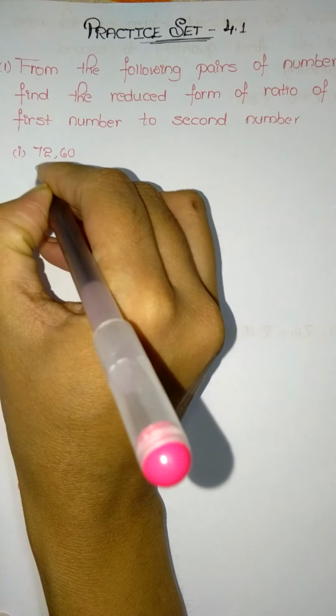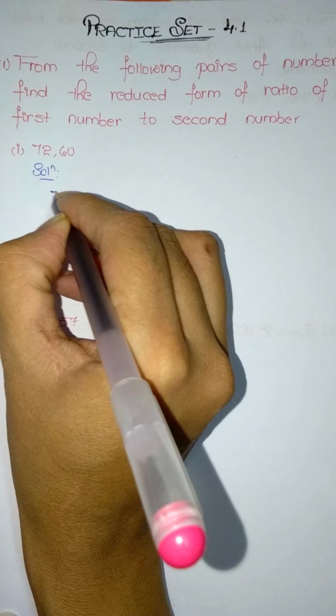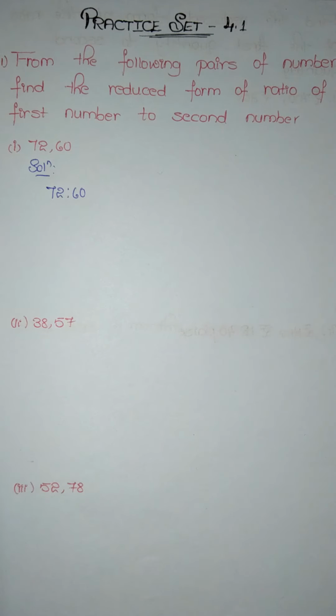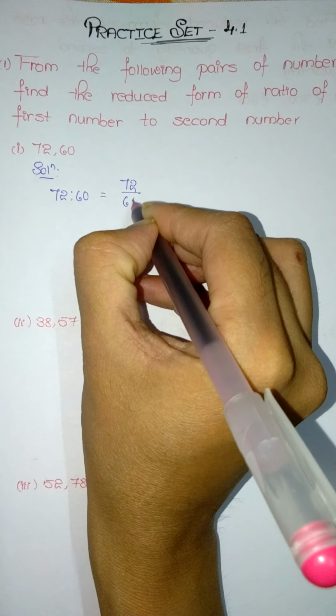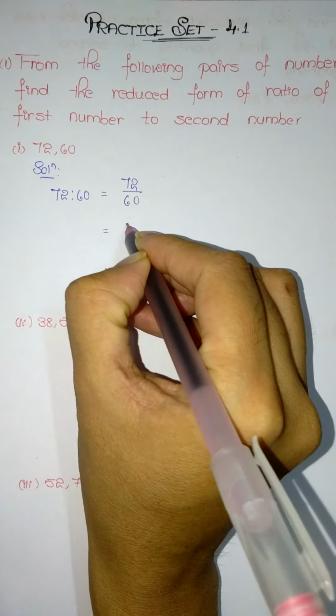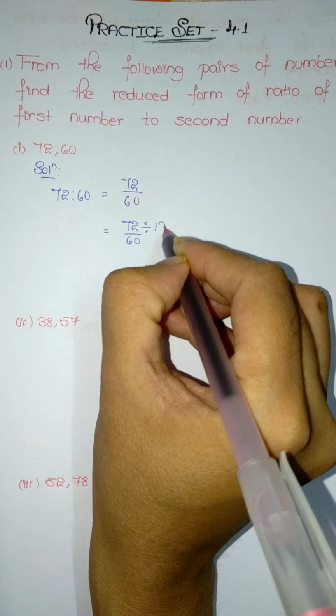So for the solution, first write it in ratio form. 72 to 60. Here 72 is the first term and 60 is the second term, so we can write it as 72 by 60. To reduce this, we have to divide both by the same number, either 2, 4, 6, whatever. Any one number, divide both by it. So here I am dividing 72 and 60 by 12.